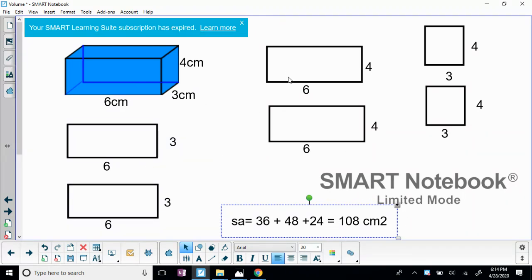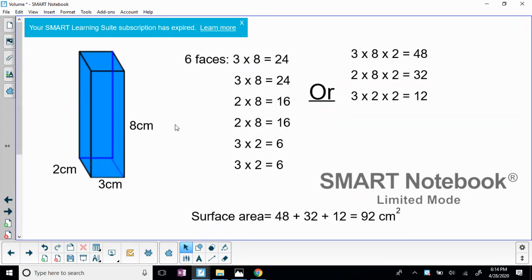So I took all the faces, laid them out, calculated the area for all, added them, and we get our total. That's surface area. But that would take a while. So instead, what you can do is the math. So this was our second figure, the gaming console, if you will. And I just took each face, okay? So base of 3, height of 8.